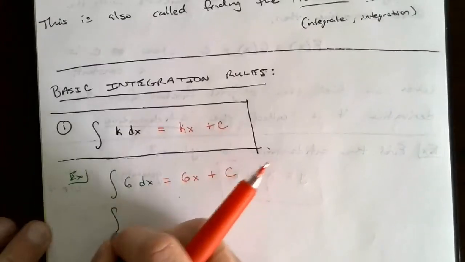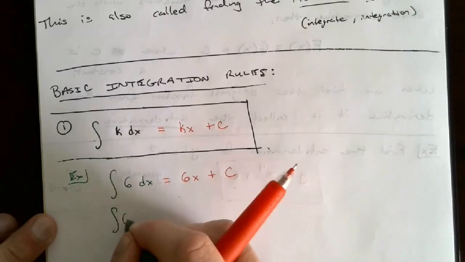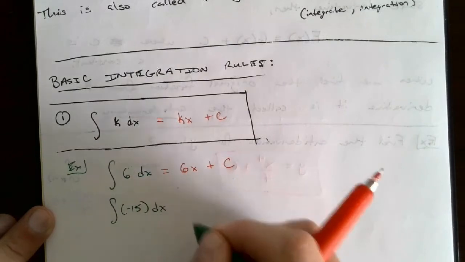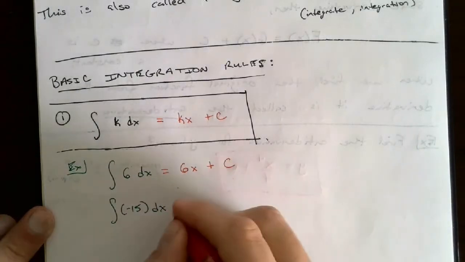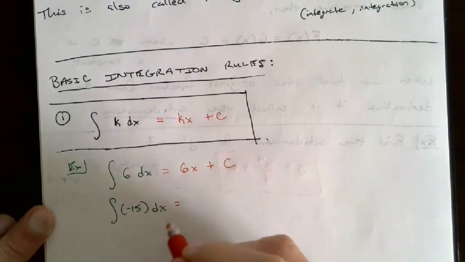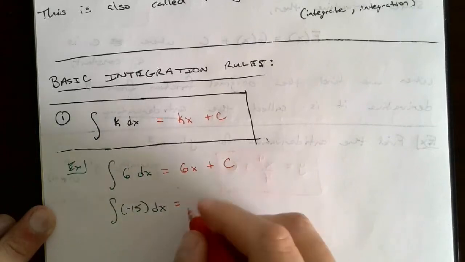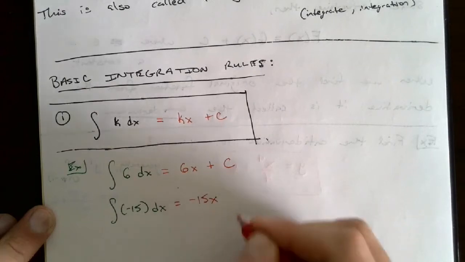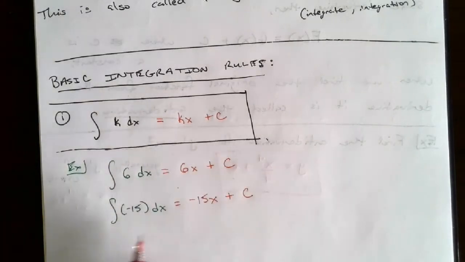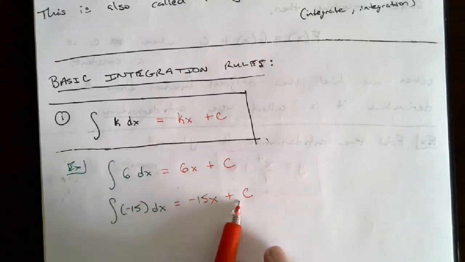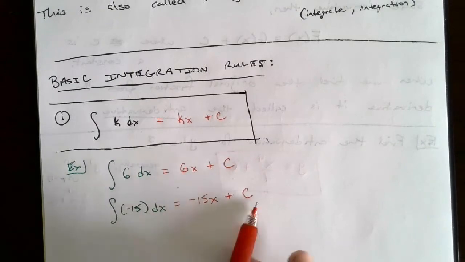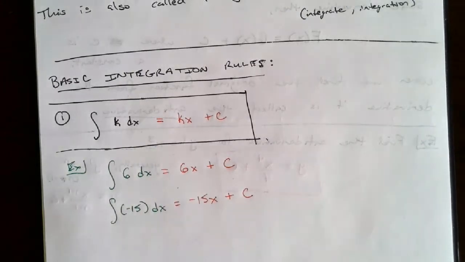If I said the antiderivative of negative 15 with respect to x, well, what's that going to be? Well, it's the antiderivative of a constant, right? So it's going to be negative 15x plus c. Because the derivative of negative 15x gives you negative 15. And then there always could be a constant here because the derivative of the constant will give you 0, so we don't know what the constant is, so we put plus c.